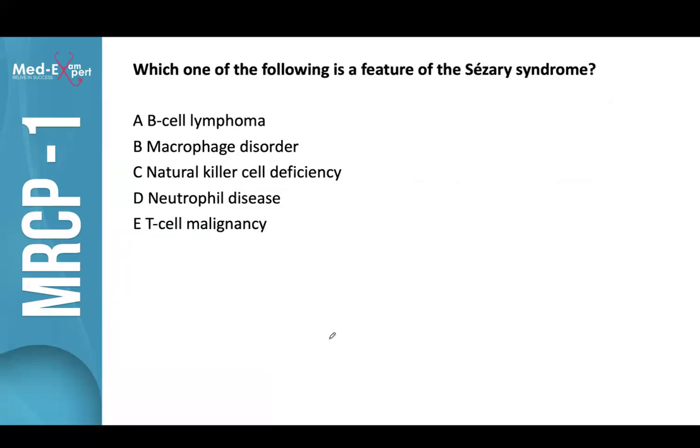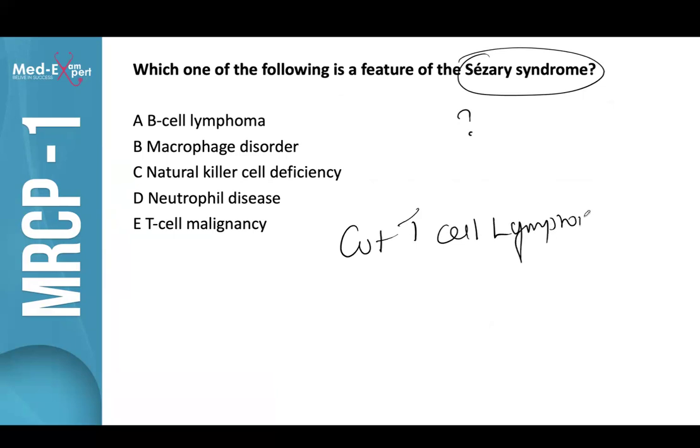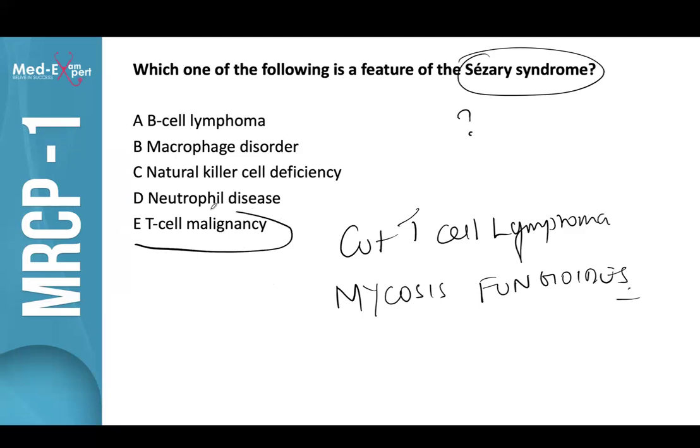Next question. Which of the following is a feature of Sézary syndrome? Before that, you should know what is Sézary syndrome. Sézary syndrome is a cutaneous T cell lymphoma. It is also another subtype. Another subtype is what we call the overlap subtype, called mycosis fungoides. Okay, this is a T cell malignancy. It's a know it or know it not. If you know what it is, you will know the answer. This is a cutaneous T cell malignancy.